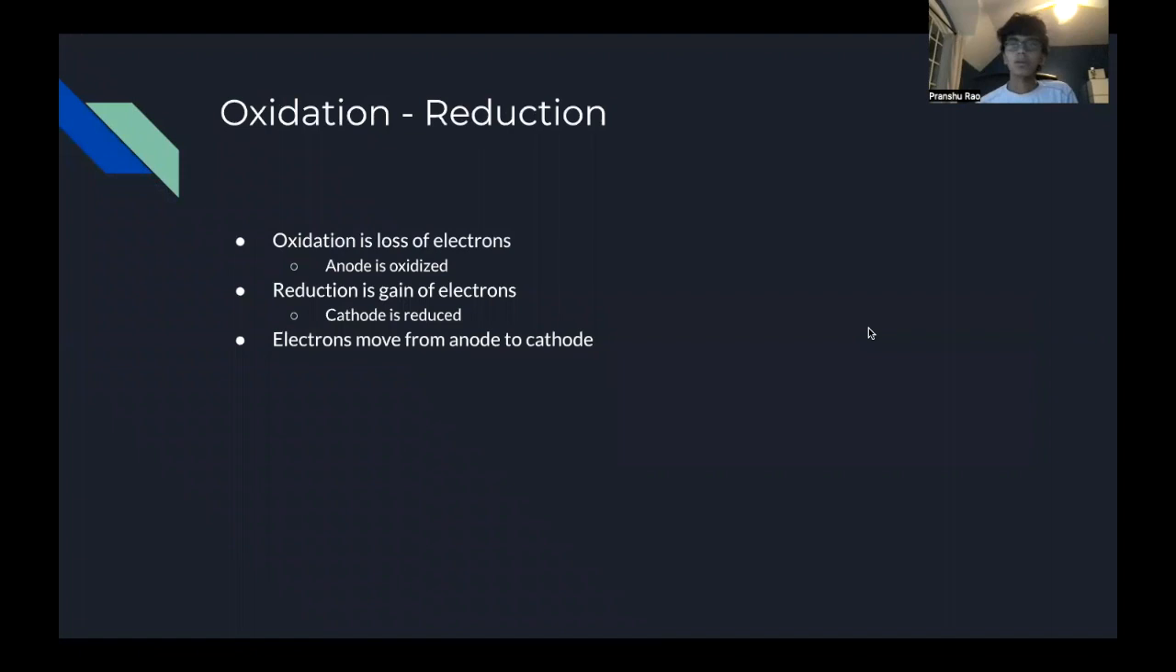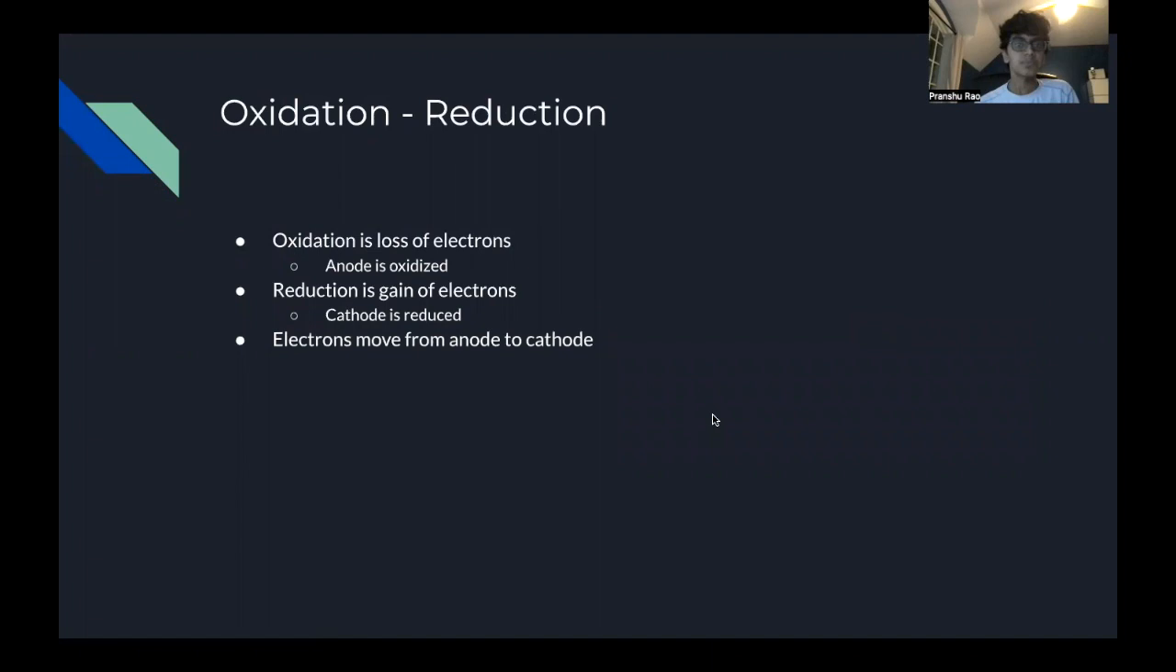What is an oxidation-reduction reaction? That is what I've just briefly explained there. Oxidation is a loss of electrons, and the anode is always oxidized. The anode in this galvanic cell right here is the zinc. And reduction is the gain of electrons.